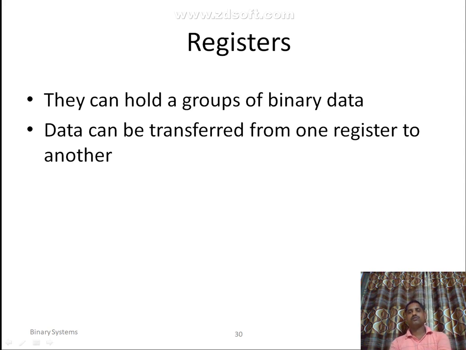Then registers. So what is meant by a register? They can hold a group of binary data. It is called a register. Data can be transferred from one register to another.